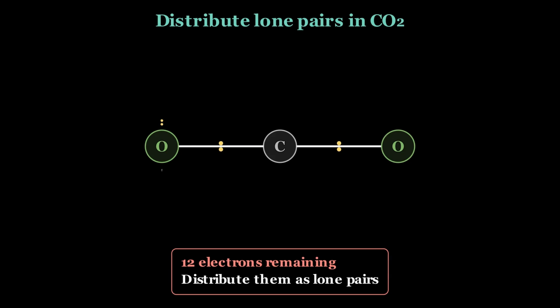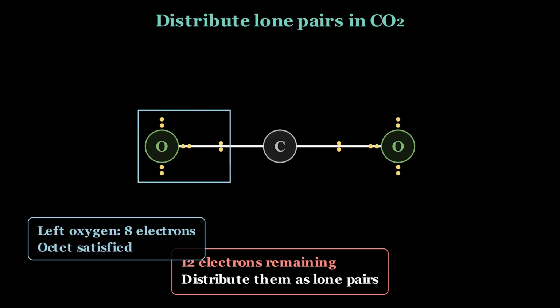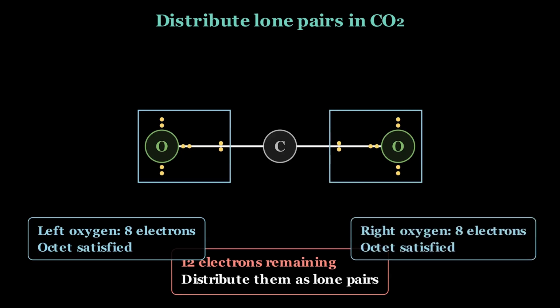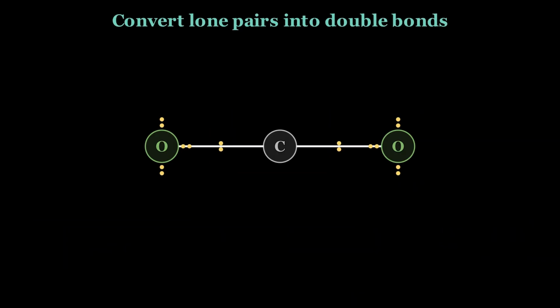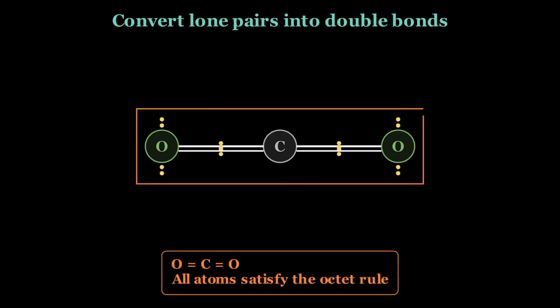Once that's done, we count how many electrons are on carbon and oxygen. We see that both the oxygens are satisfied by the octet rule, but not the carbon. That can be changed when one lone pair from either oxygen connects to the carbon, so it forms a double bond on both sides. Now, when you count, each element in this molecule is satisfied by the octet rule.